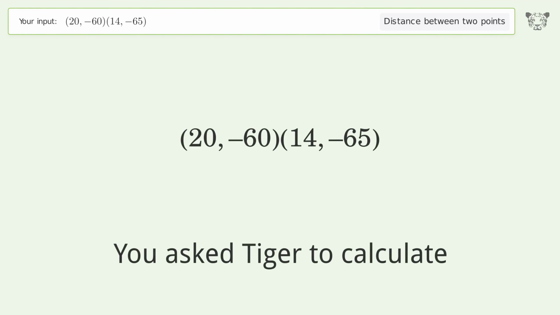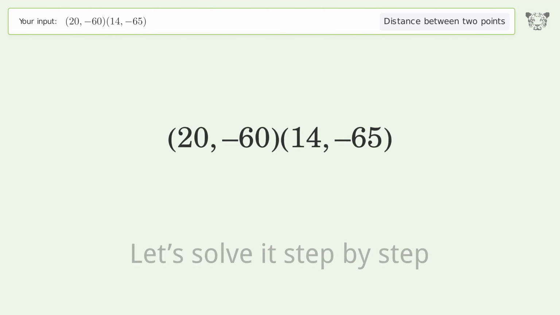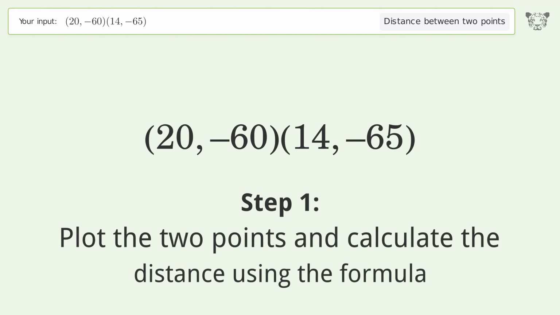You ask Tiger to calculate. This deals with the distance between 2 points. The distance between the 2 points is the square root of 61, or 7.81. Let's solve it step by step. Plot the 2 points and calculate the distance using the formula.